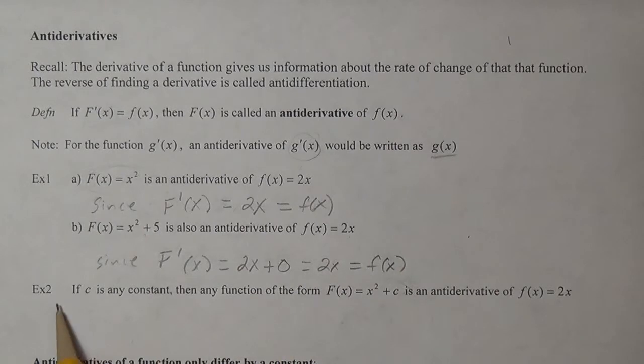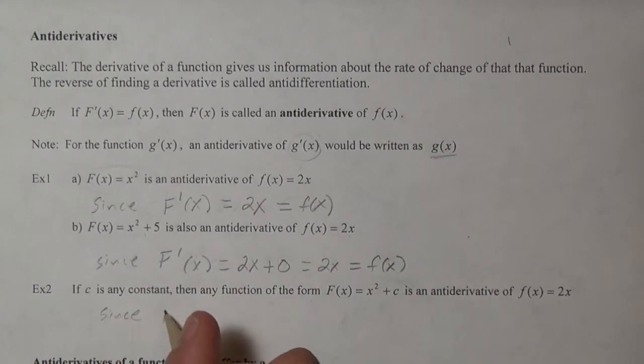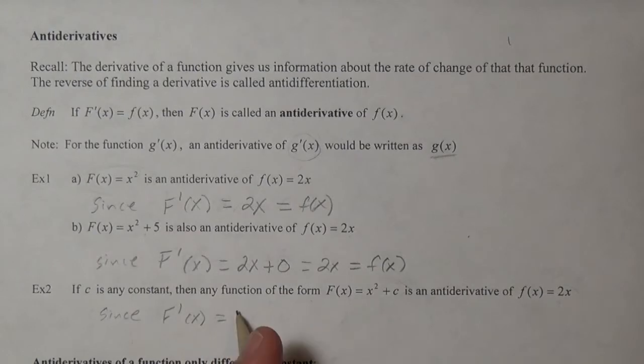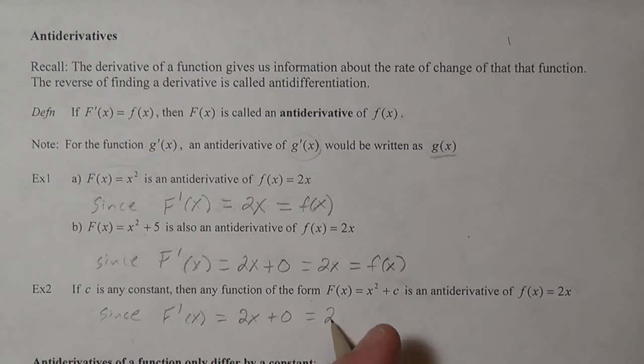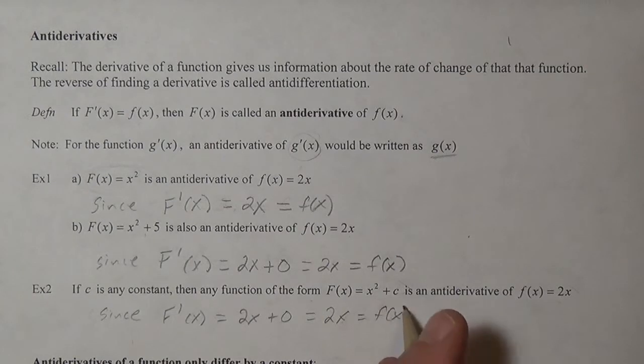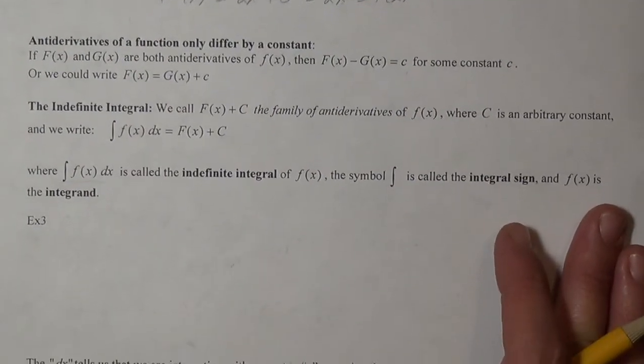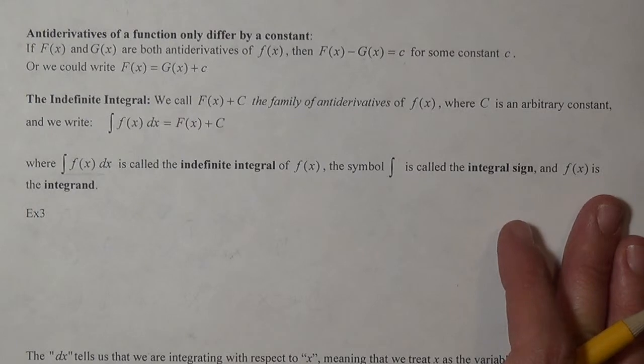And in fact, for example 2, if c is any constant, then any function of the form x squared plus c is going to be an antiderivative of 2x. If I take the derivative of any function of this form, I'm going to get 2x plus the derivative of any constant, which is 0. So I always get 2x, which is little f of x. And in fact, all antiderivatives of a function only differ by a constant.